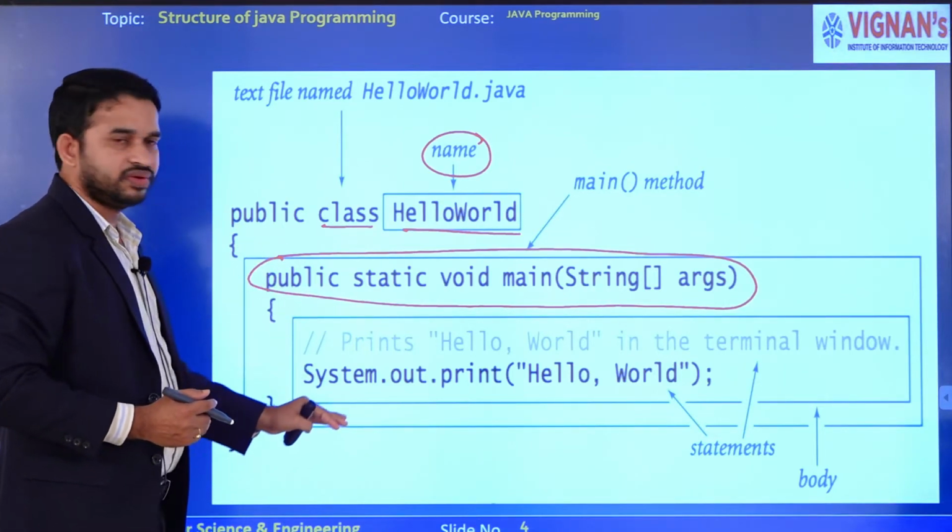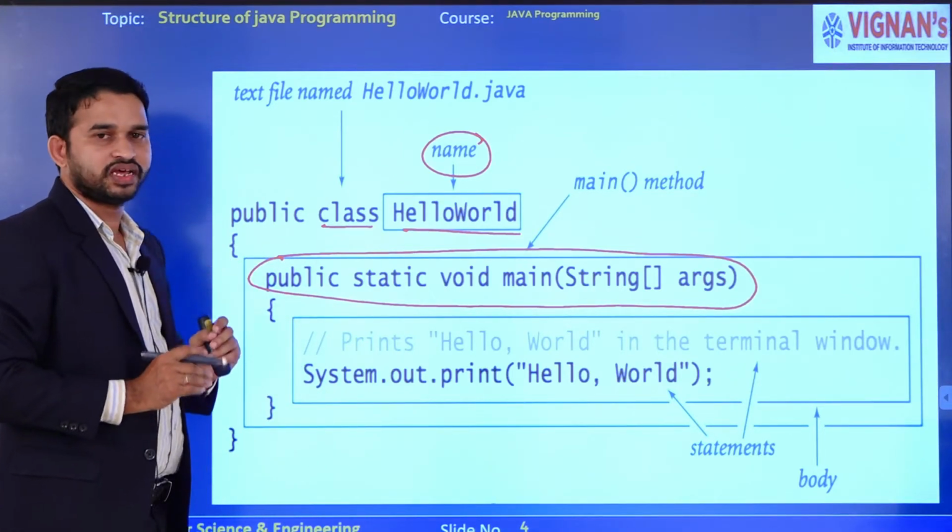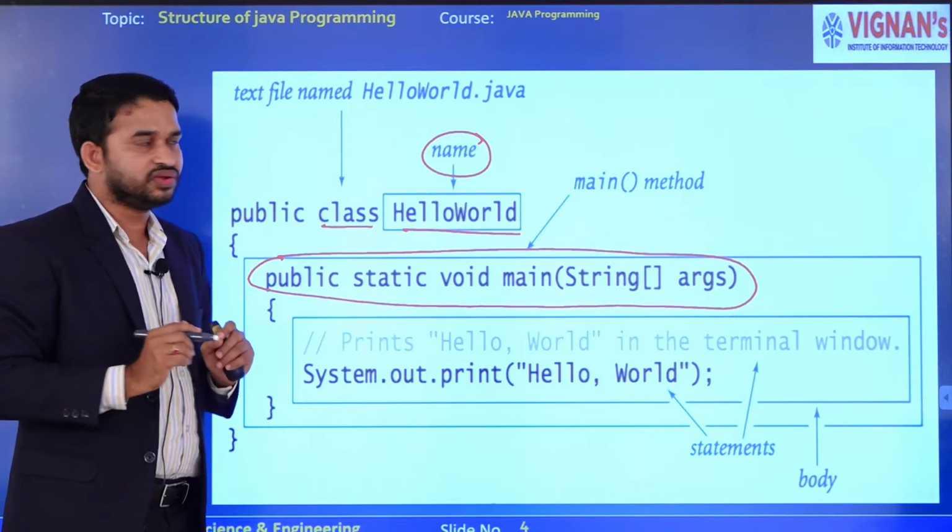Here I want to display hello world. So how do we display the particular statement? In C language, what are we using?